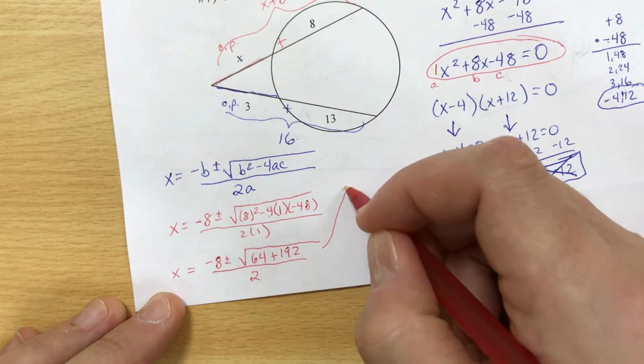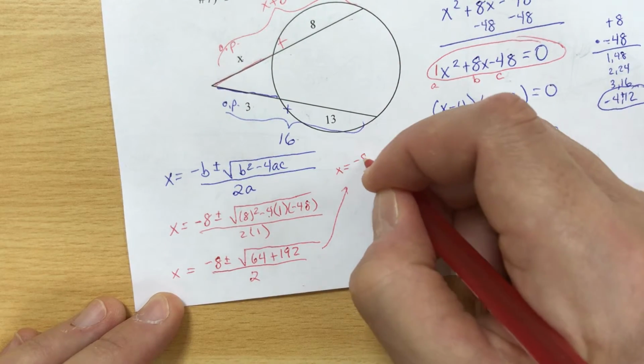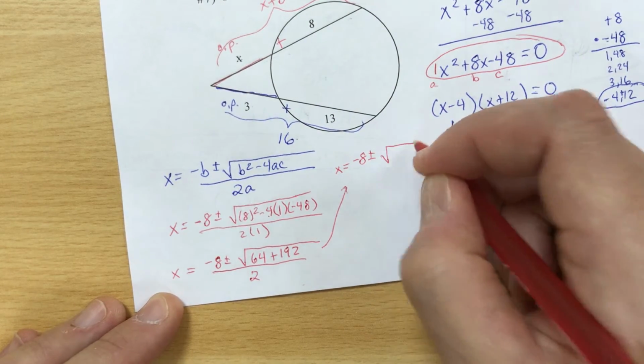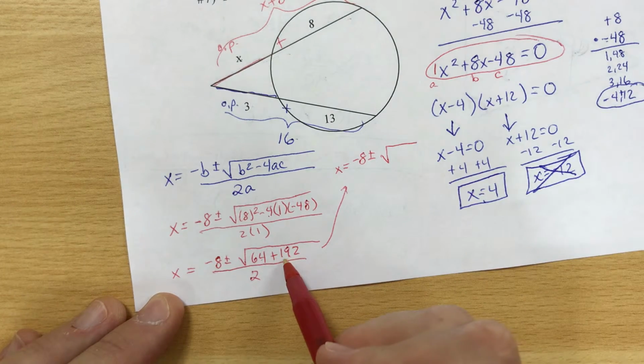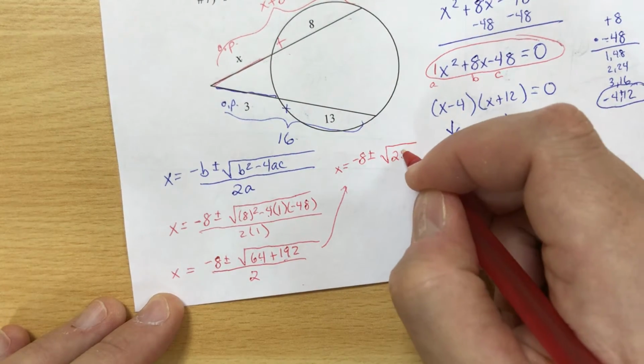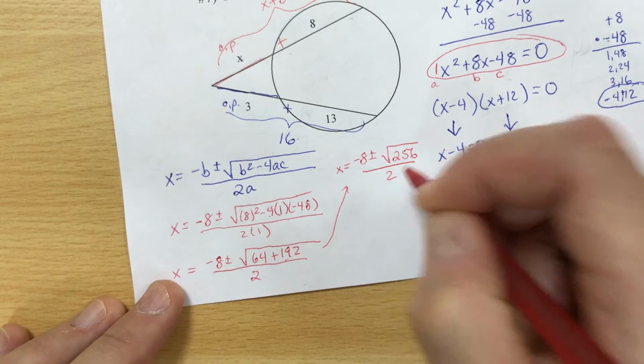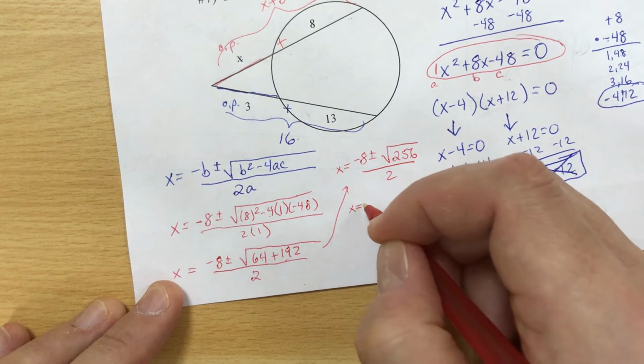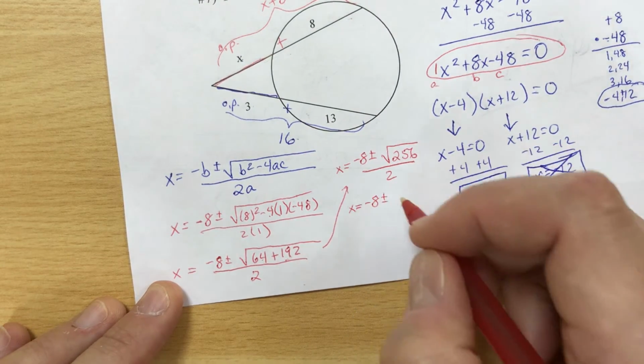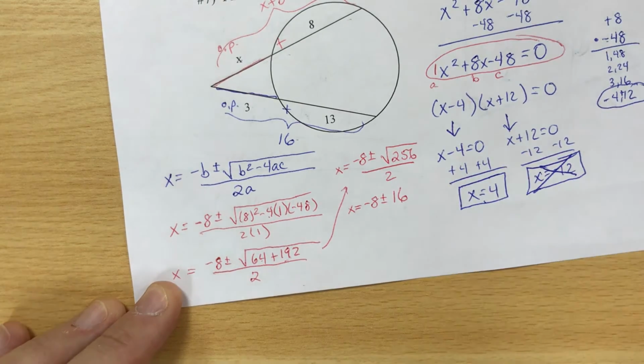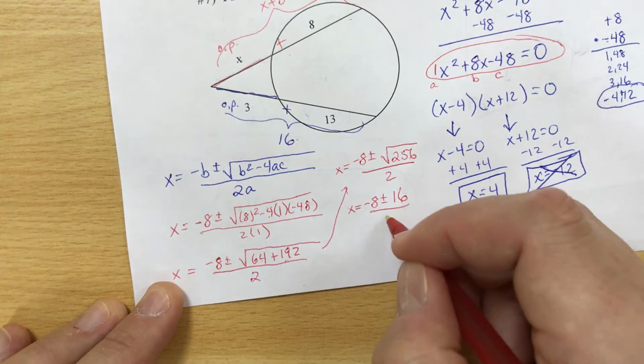Okay, I'm going to come up here. So we get x equals negative 8 plus or minus the square root. Now I can add these. They're under the same square root. We get 256 divided by 2. Now what's really nice is that 256 is a perfect square. The square root of that is 16, divided by 2.